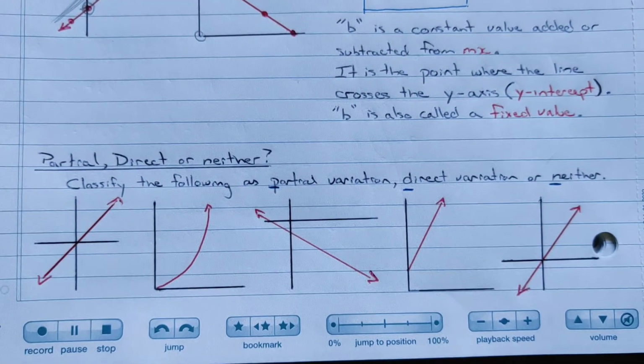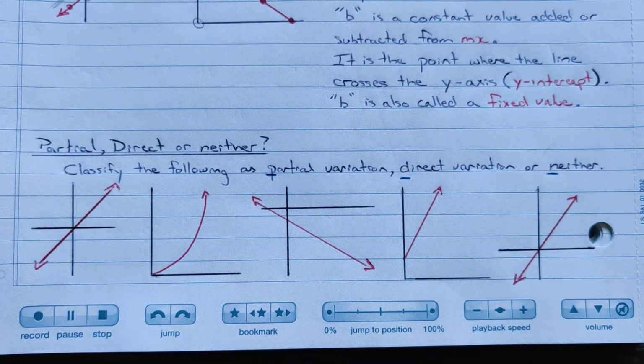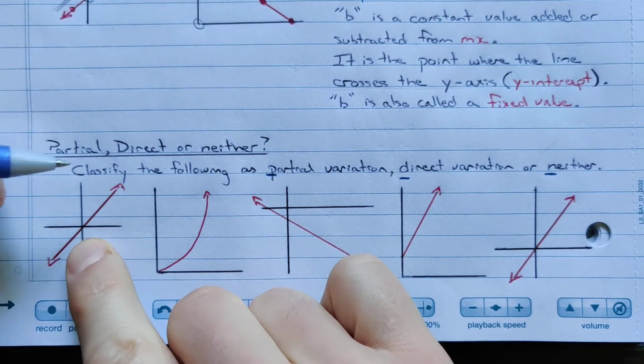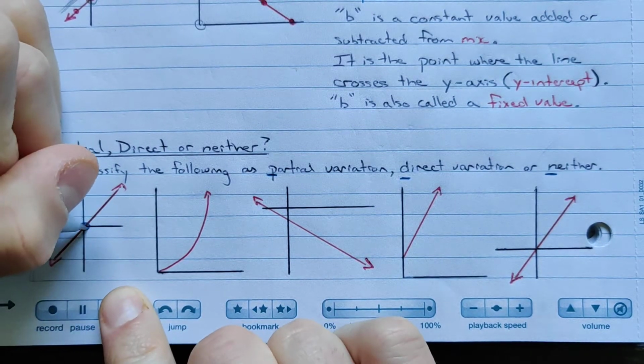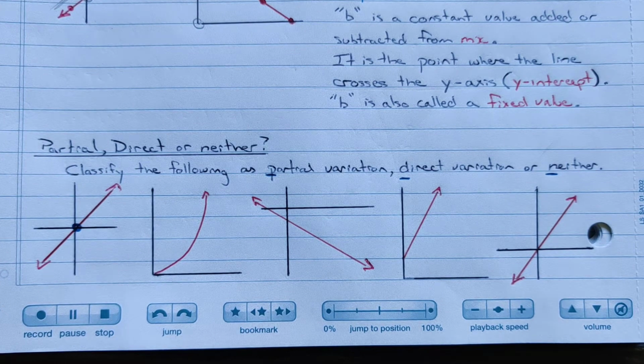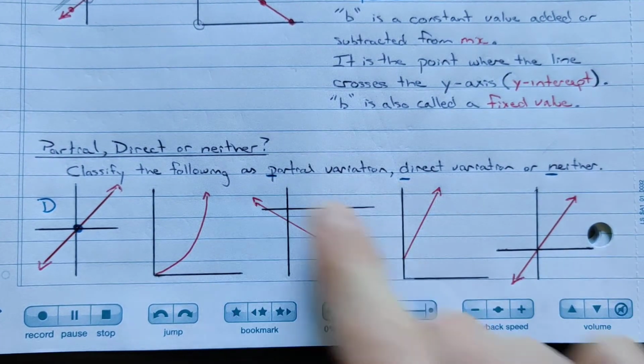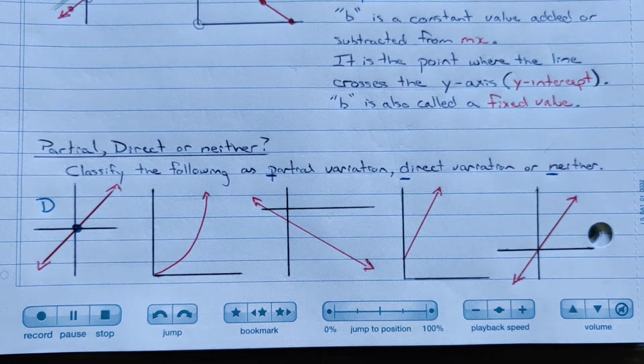So we can look at graphs and pick out whether they are partial variation, direct variation, or neither by looking for the two factors. Is it a line? Then it is one of the variations. And if it goes through 0, it's direct. If it doesn't go through 0, it's partial. So we look at this first one here, going through the 0 value fairly well, my poor drawing. So this would be an example of direct variation, and I've underlined there. I'm just going to use P, D, and N. So that is a direct variation.